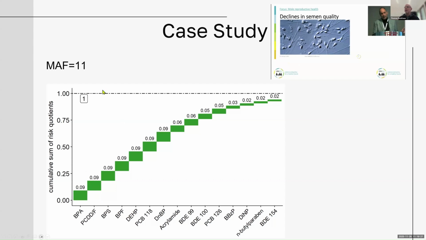And with a MAF, in this case with a MAF of 11, we would be just accepting 1/11 of that. So that would be then the new safe level. But then we are making room for all the other compounds that all share the same risk cup. So that's the general idea here.